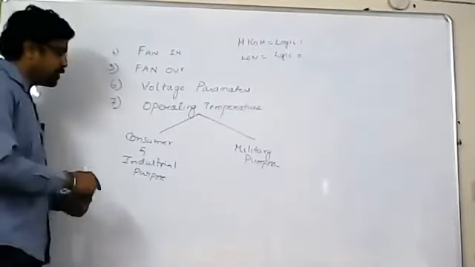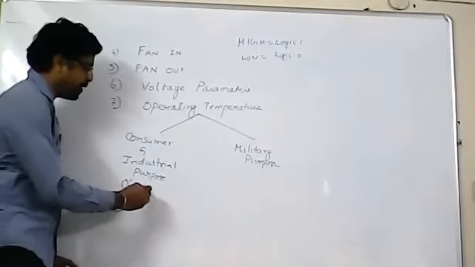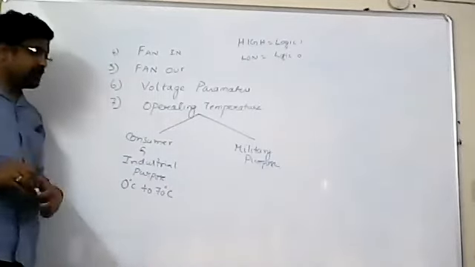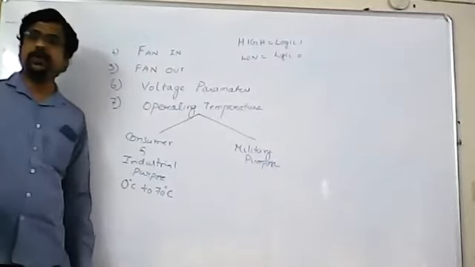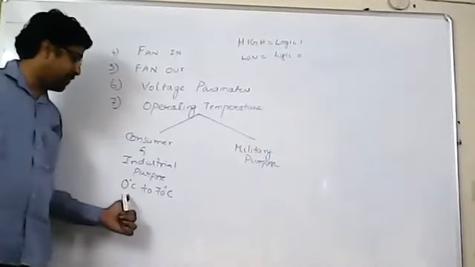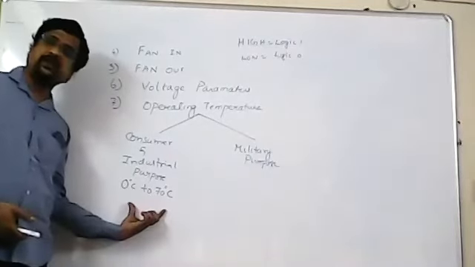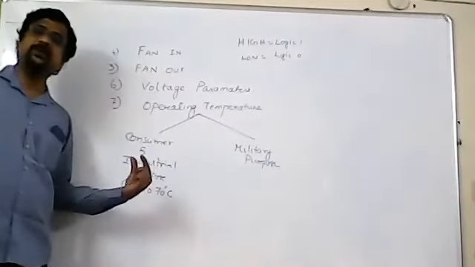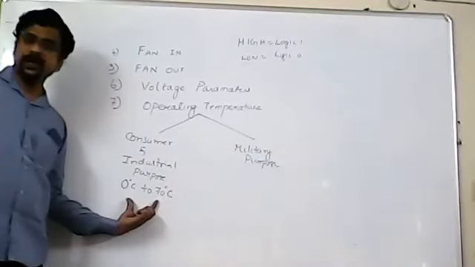If I come to the consumer and industrial purpose, my operating temperature range must be between 0 degrees and 70 degrees. So the operating temperature range for consumer and industrial purpose is 0 degrees to 70 degrees. That means within this temperature range you can use that IC, and the IC will function very well if it is used in this operating range.